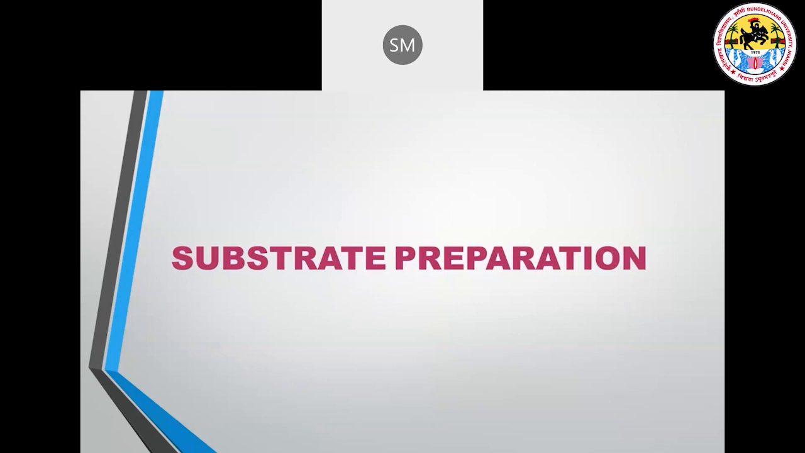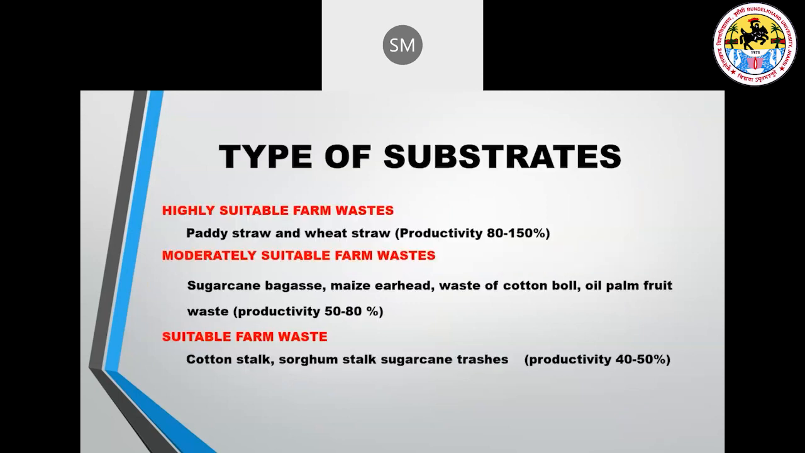Now we will discuss the substrate preparation. It is again not a problem which kind of substrate you are taking, but we want to analyze some important features in choosing the substrate, like highly suitable substrates, moderately suitable substrates, and suitable substrates. Highly suitable substrates considered are paddy straw and wheat straw. They give a production of 80 to 150% biological efficiency.